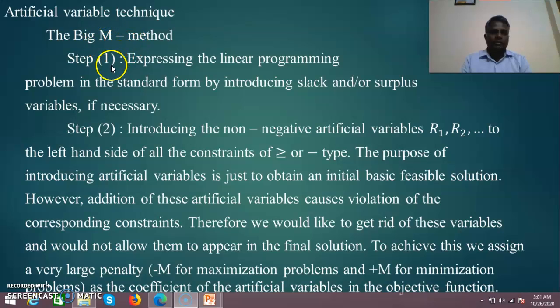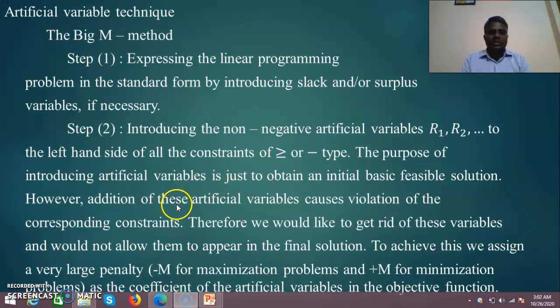The Big M method. The Big M method involves a few steps for solving a linear programming problem. Step 1: Express the linear programming problem in the standard form by introducing slack and/or surplus variables if necessary. Step 2: Introduce the non-negative artificial variables R1, R2 and so on to the left-hand side of all constraints of greater than or equal or equality type. The purpose of introducing artificial variables is just to obtain an initial basic feasible solution.